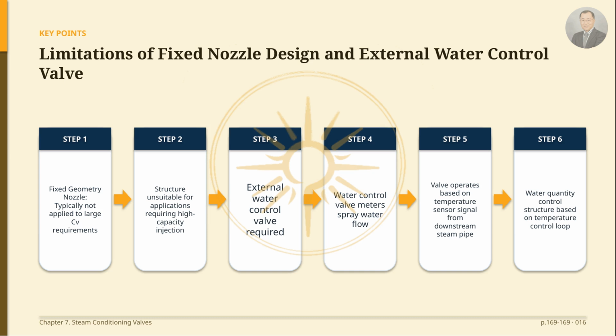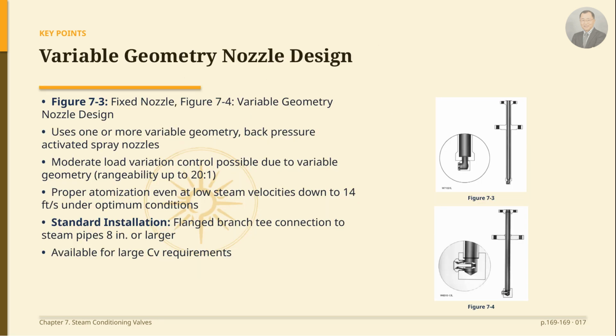This external valve meters the water flow based on a signal from a temperature sensor installed in the downstream steam line. In other words, it has a temperature control loop structure where the external water control valve opens and closes according to the measured temperature to determine the amount of water injected. I will now introduce the variable geometry nozzle design.